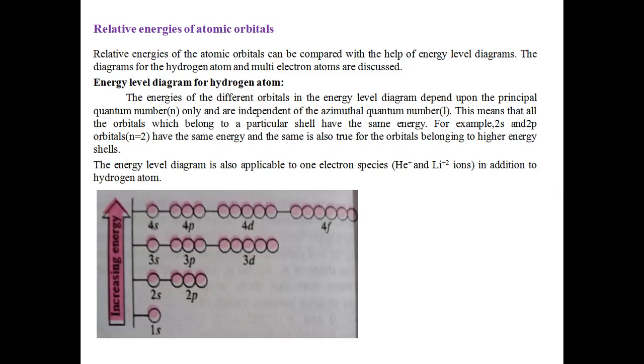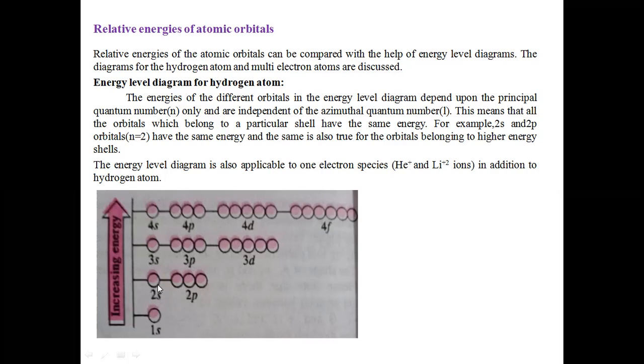See the energy level diagram here. This is the increasing energy order of the orbitals. The first subshell we have is 1s, then 2s, 2p, 3s, 3p, 3d, 4s, 4p, 4d, and 4f. In the case of a single electron system, or the hydrogen atom, the two shells will have the same energy.